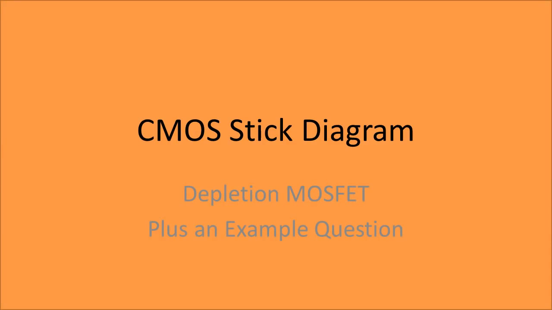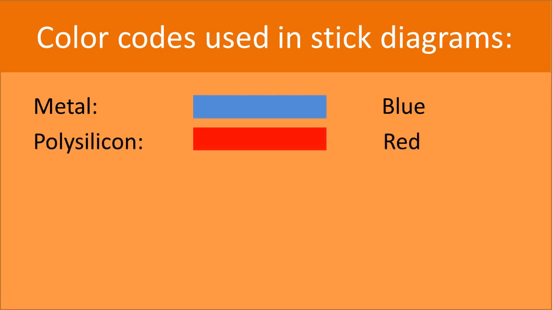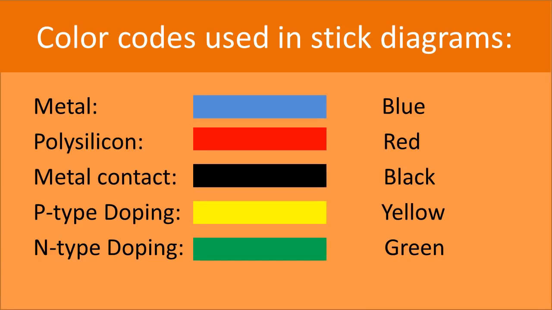Today we'll be seeing the CMOS stick diagram. We'll also consider the depletion MOSFET, its stick diagram, and an example question. CMOS follows certain color codes while drawing the stick diagrams. These color codes are: metal follows a blue color code, polysilicon a red color code, metal contact a black color code, p-type doping a yellow color code, while the n-type doping a green color code.